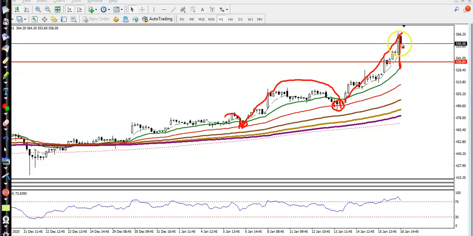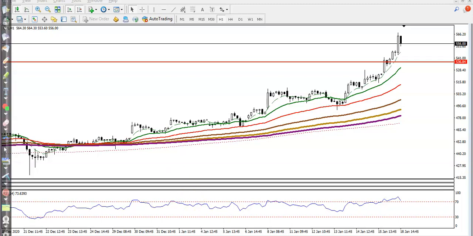So right now we can see UPL is in the overbought zone, and the price is too far from the moving averages. So there is a probability of a pullback or correction near the 20 moving average, and there is a supporting line around 536. This is the supporting line. So we are looking for a pullback, and definitely if price retraces to this level, we'll go for a buy.